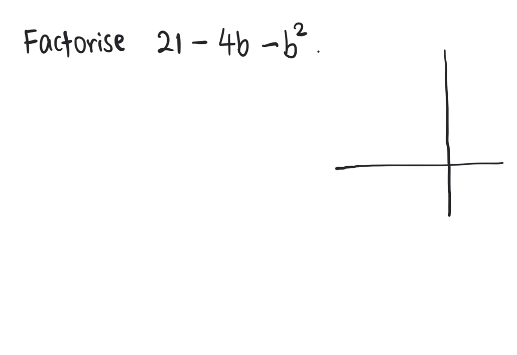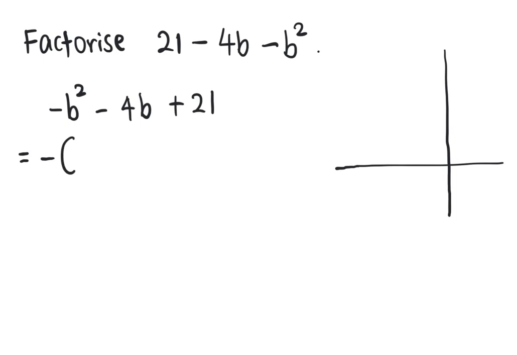And I realized that the negative b squared term is at the end. So I'm going to first rearrange the expression into negative b squared minus 4b positive 21. And I'm going to take out negative 1 as the common factor.